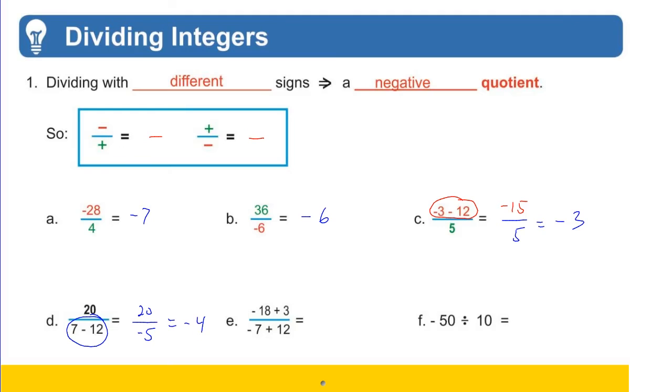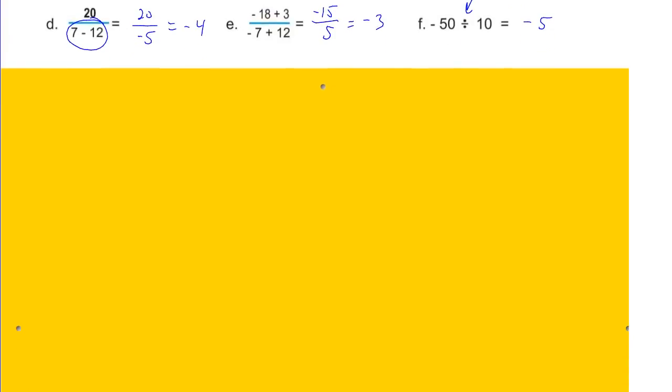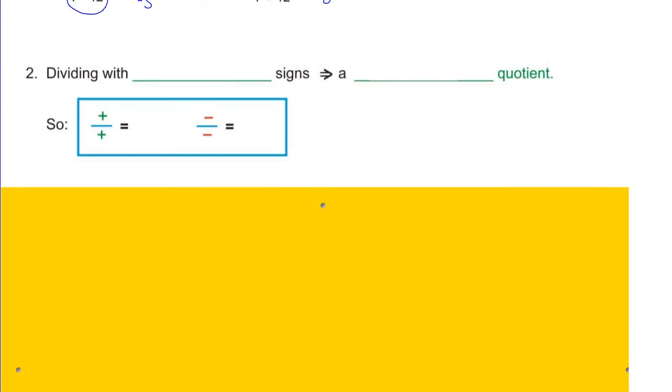E. 18 negatives and 3 positives leaves you 15 negatives. On the bottom, 7 negatives and 12 positives leaves you 5 positives. Negative divided by a positive is a negative. 15 divided by 5 is 3. Even if you go back to the elementary division symbol, not to worry. We have a negative divided by a positive. That's a negative. 50 divided by 10 is 5. And therefore, the quotient is a negative 5. Look, that's the concept and that's the idea, and so not very difficult to deal with. Okay? All right, let's look at a few other things.